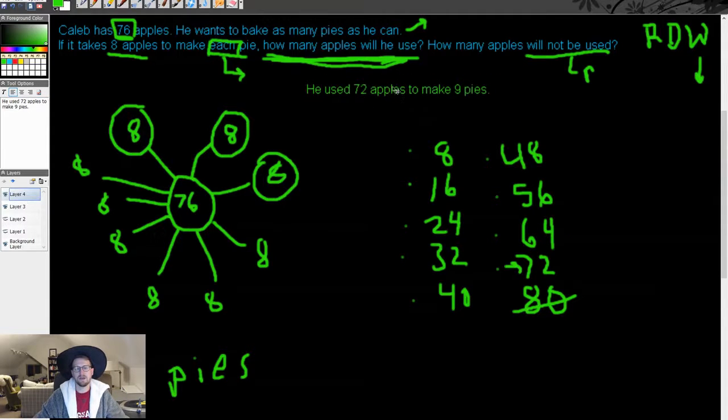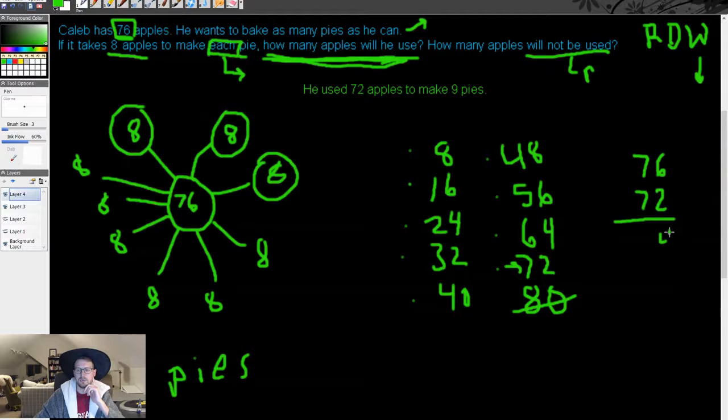Now, how do I figure out the answer to this second question? How many apples will not be used? How many are left over? Well, that's a simple subtraction problem, right? I had 76 apples. I used 72. 6 minus 2 is 4. 7 minus 7 is 0. So my answer for that second part is he has 4 apples left over.